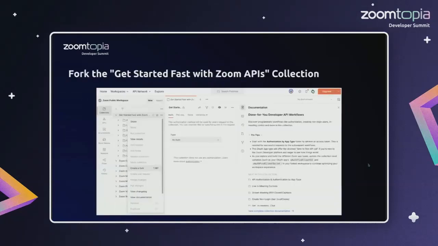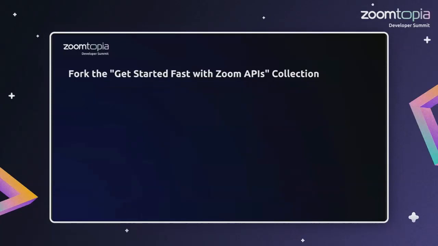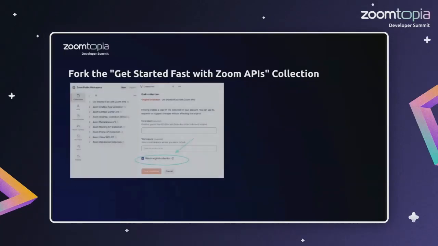Now it's time to fork the Get Started Fast with Zoom APIs collection by navigating to those three dots at the folder level of the collection, and then you'll be able to select Create Fork. After that, it'll direct you to this page where you can name the forked collection as well as select Watch Original Collection, again, so you stay up to date on any changes that are made in the collection.